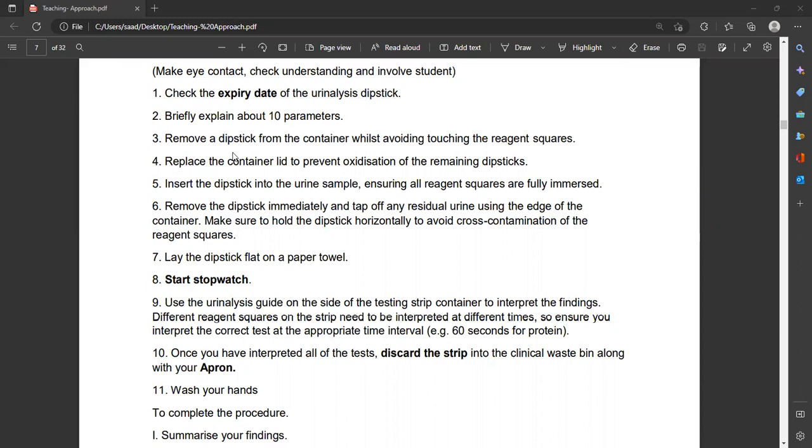So now you have the urine sample. You have the strip in one hand. Don't touch the parameters. Don't touch the different colors. There's one end of the strip where there are no parameters.